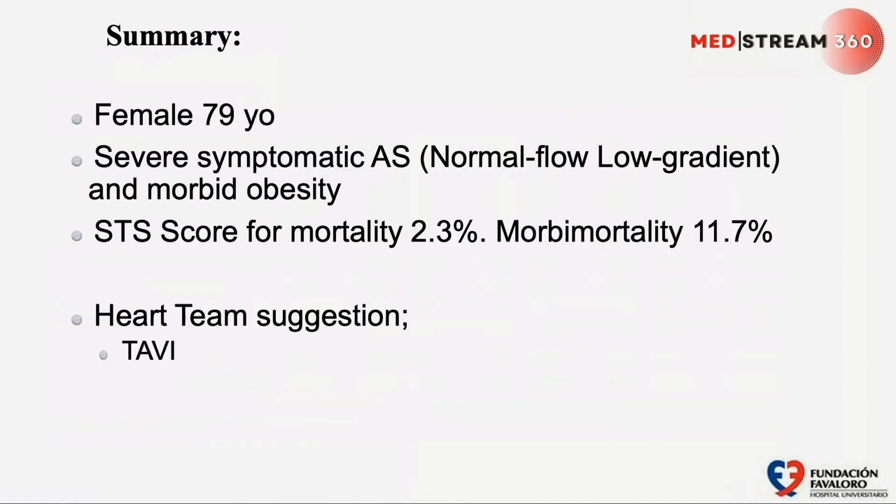So in summary, we have an octogenarian with severe aortic stenosis with normal flow but low gradient and morbid obesity. Although she has a low STS score for mortality or morbidity, the heart team, according to all her clinical conditions and the frailty, decided or suggested transcatheter aortic valve implantation, TAVI.